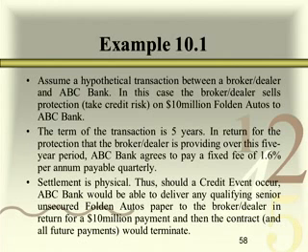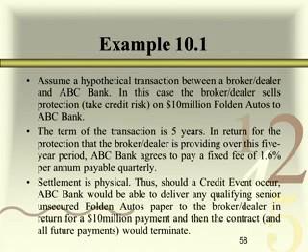Okay, let's assume a hypothetical transaction between a broker-dealer and a bank. In this case, the broker-dealer sells protection, so they take the credit risk on 10 million of Folding Autos debt to ABC Bank. The term of the transaction is 5 years. In return for the protection the broker-dealer is providing over this 5-year period, ABC Bank agrees to pay a fixed fee of 1.6% per annum, payable quarterly. That's their premium. That's their credit default spread.